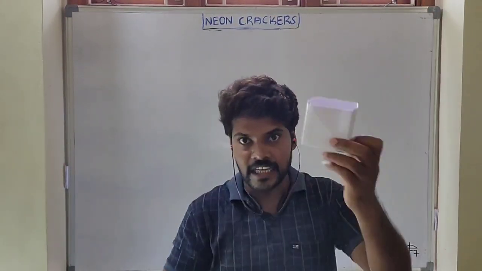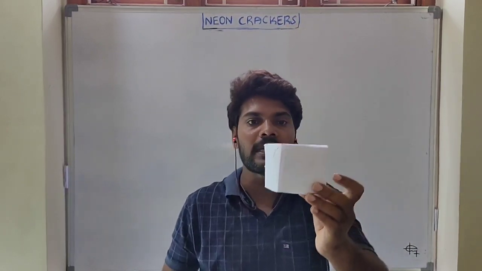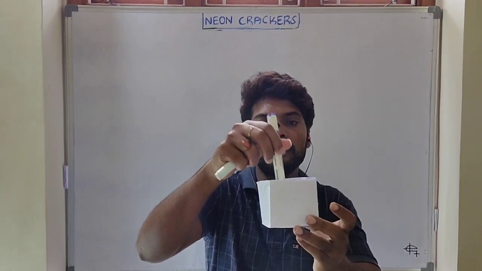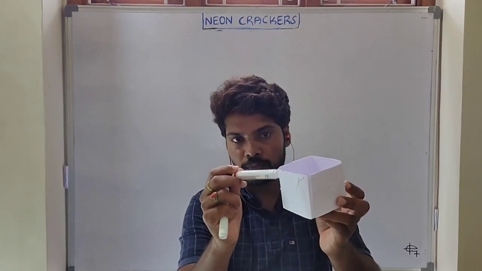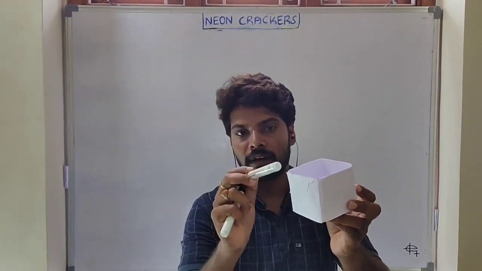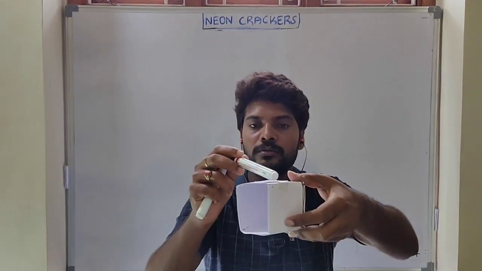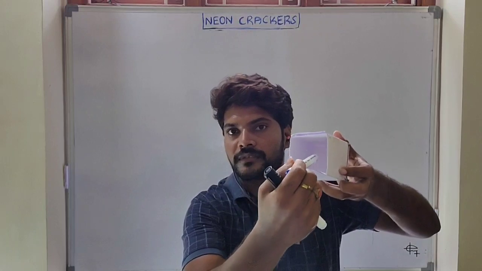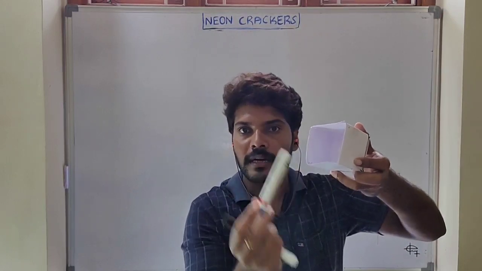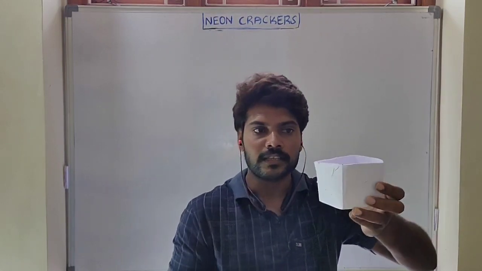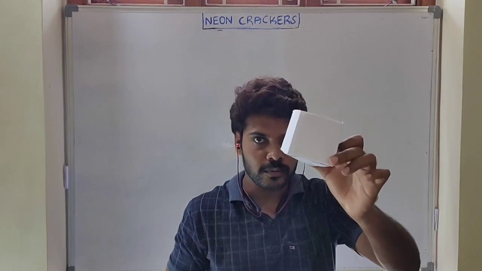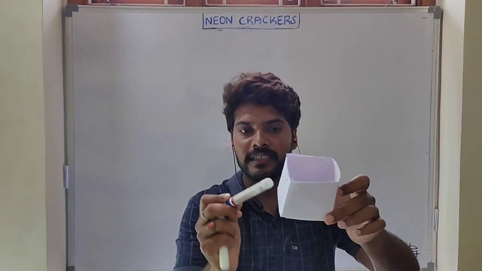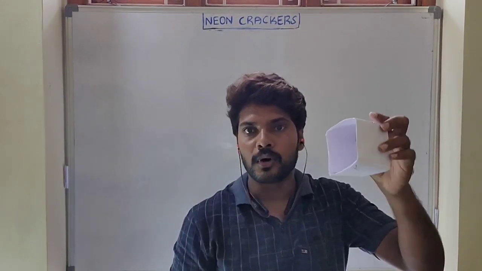In a given cubical unit cell, how many corners are there? 8 corners, 6 face centers and 1 body center. So what is the contribution of these 8 corners? 1/8 position. And what is the contribution of a face center atom? Half. And what is the contribution of the body center atom? Complete, 100%, right? So in a simple cubic unit cell, there are 8 corners, 6 face centers and 1 body center.